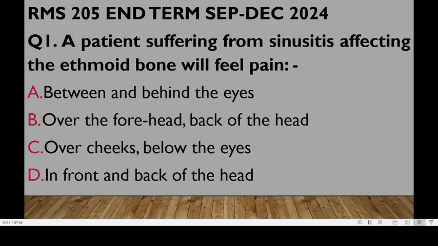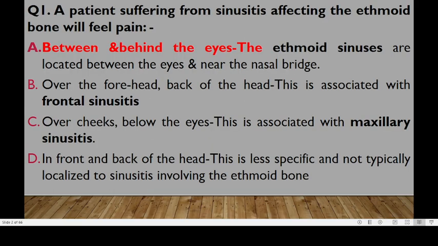The first question: a patient suffering from sinusitis affecting the ethmoid bone will feel pain in... This question was looking at upper respiratory tract disorders, also sinusitis. Looking at the options, if the ethmoid bone is affected, they are going to feel pain between and behind the eyes. Remember, the ethmoid sinuses are located between the eyes and near the nasal bridge. The forehead is more the frontal, while the maxilla is below the eyes.